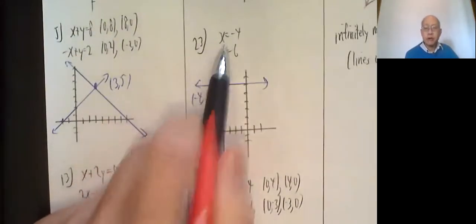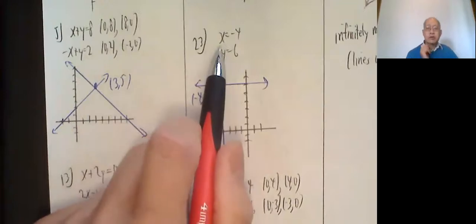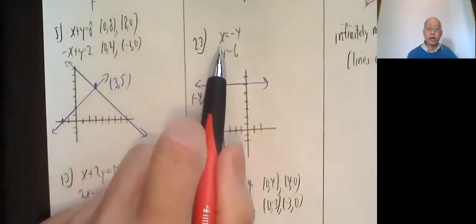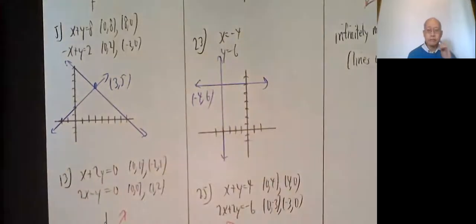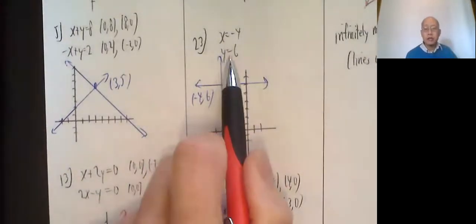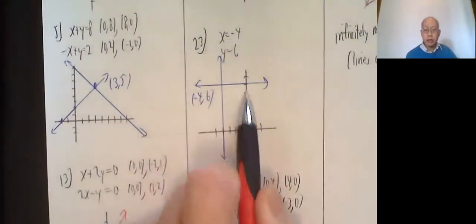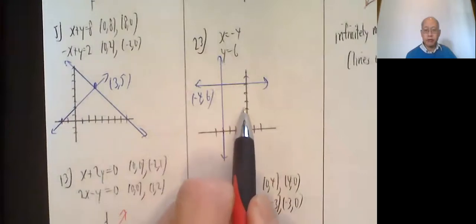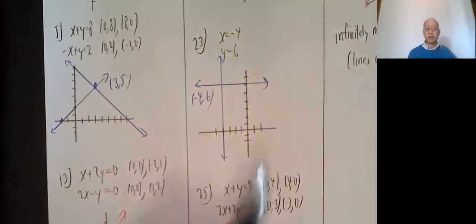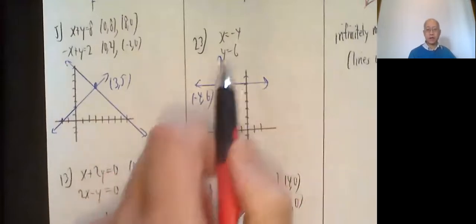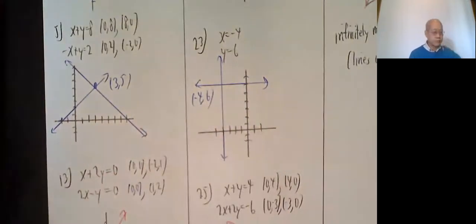Number 27, x equals -4, y equals 6. X equals -4, you might recall, is a vertical line, undefined slope. So I go to x equals -4 and draw a vertical line. Y equals 6 is a horizontal line. So I go to y equals 1, 2, 3, 4, 5, 6, draw a horizontal line. And where do they touch? No big surprise, they touch at -4, 6, where x is -4 and y is 6.